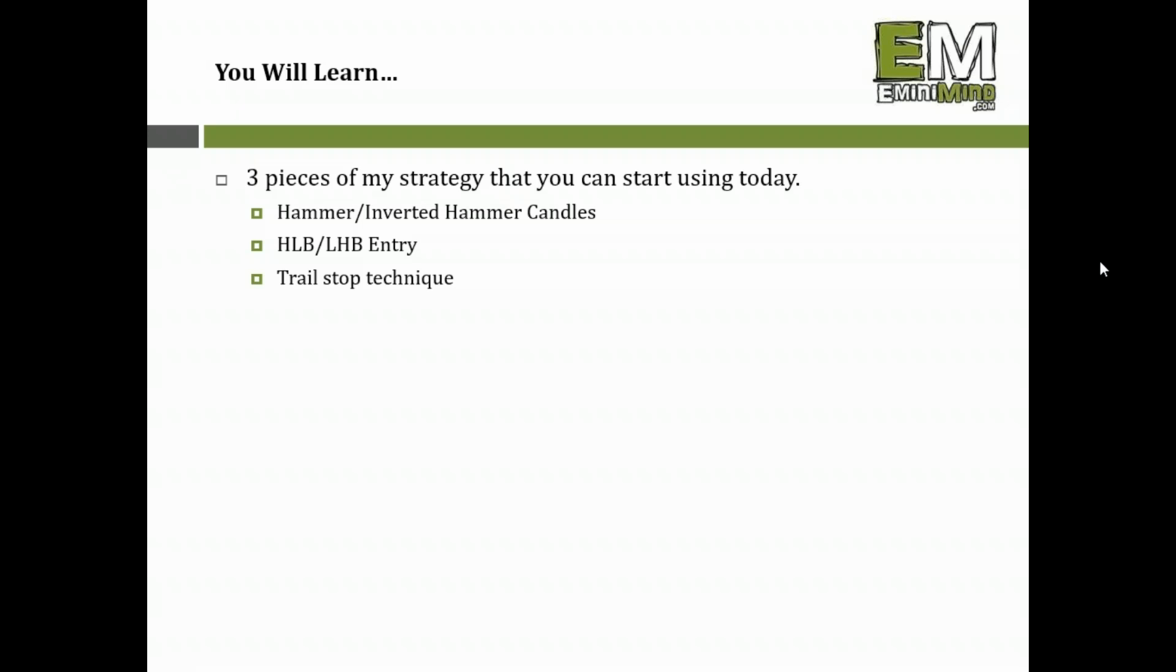And these are some of the pieces that you might be able to take and incorporate into your existing trading strategy, or if you're looking to simplify and maybe shift over to a little bit smaller time frame, this is a really good way to start.